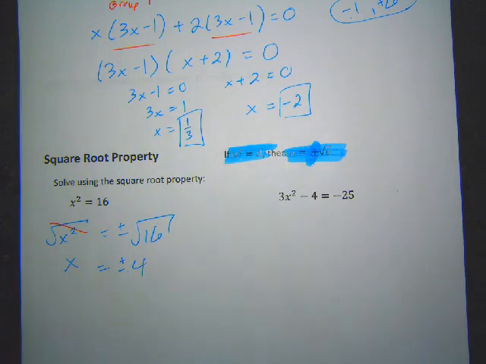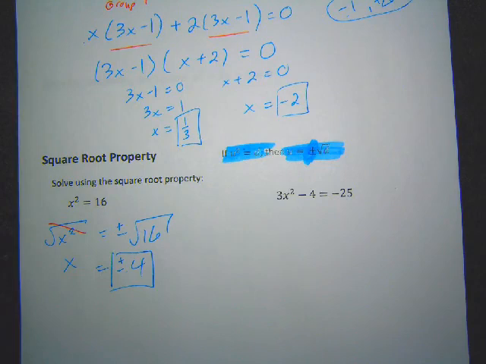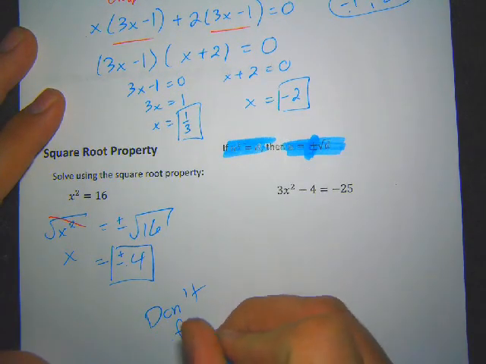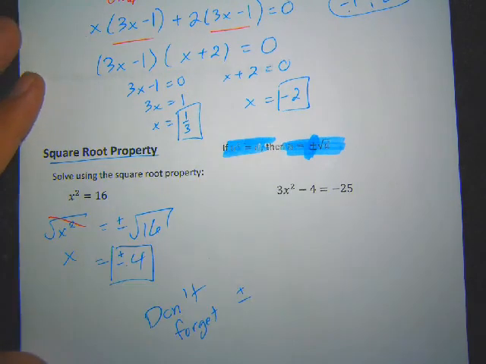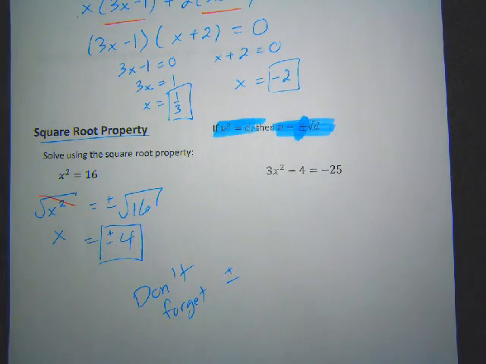And we said quadratics typically have two answers, and that's true even in this case. There's two different answers, both 4 and negative 4 work. So don't forget the plus or minus. It's kind of the biggest, most important thing when you're using the square root property: you can do it, but make sure you put that plus or minus in on both sides.